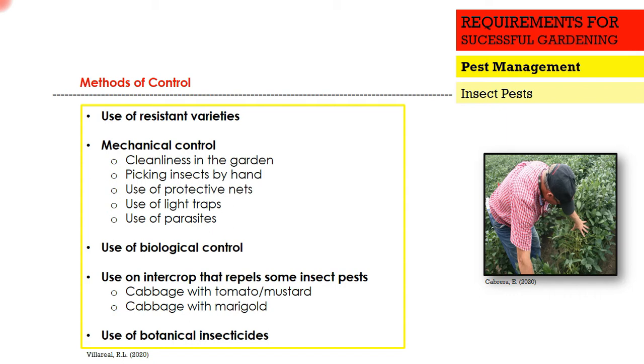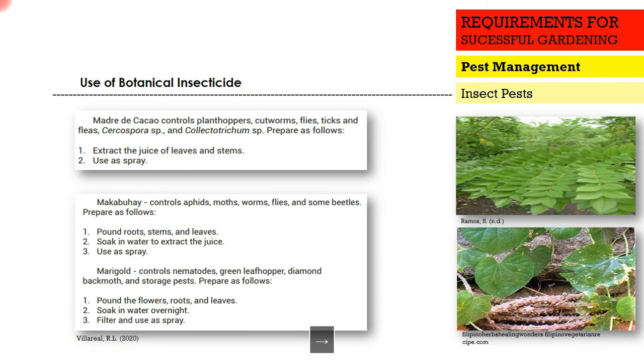You can also intercrop plants that repel some insect pests. Like cabbage, you can relay cabbage with tomato or mustard, or cabbage with marigold, so that the marigold will suppress the pests on the cabbage. You can also use botanical insecticides to control the insect pests in your vegetable garden.